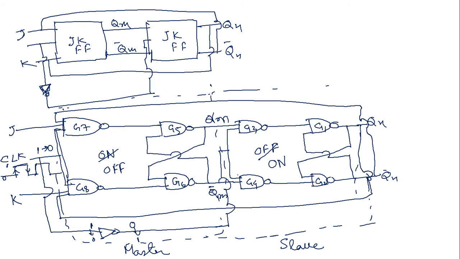Now QM and QM complement are considered as the input of G3 and G4. Now we can observe QN and QN complement, obtained from QM and QM complement. We can see this from the diagram of the clock pulse. It will be more clear.